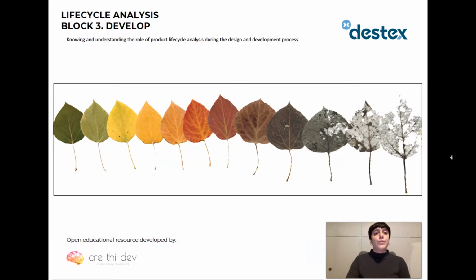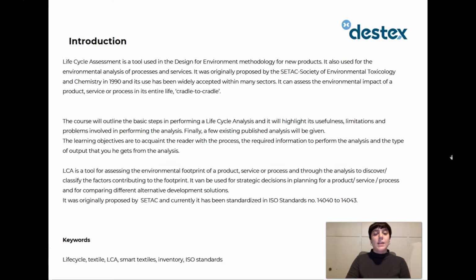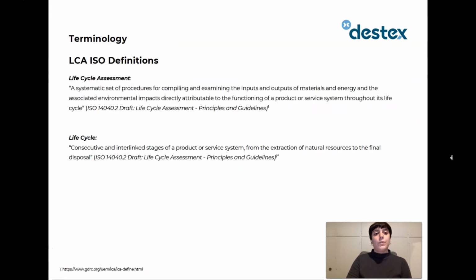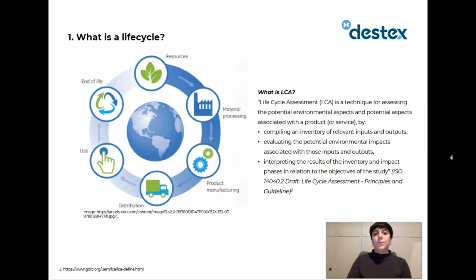Today I will be introducing you to life cycle analysis and its most commonly used tool, life cycle assessment, which is a tool for assessing the environmental footprint of a product or a service. However, before moving on to the life cycle assessment, it is important to understand the definition of it. So what is a life cycle assessment?